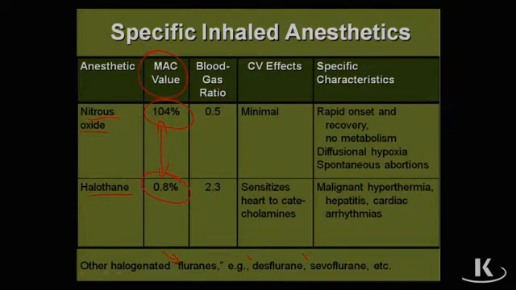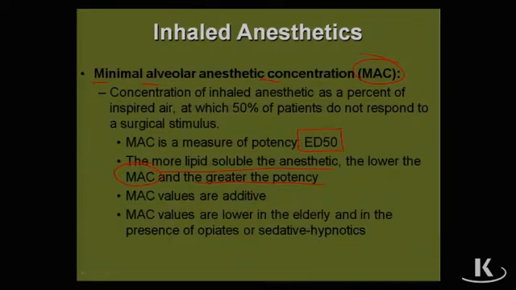Obviously, which drug is more potent? More potent would be drugs such as halothane. Nitrous oxide is the weakest of all these inhaled anesthetics. Other little points about MAC values. MAC values are additive. So as I use different formulations of anesthetic during my anesthesia protocol, they will all add up to the final end product, which is having a properly anesthetized patient.